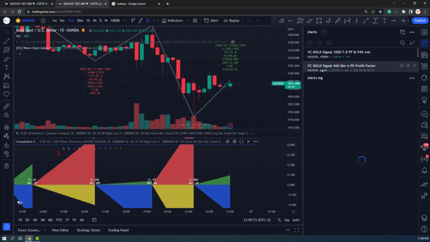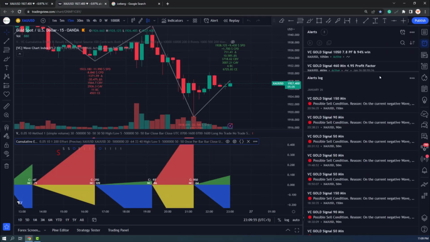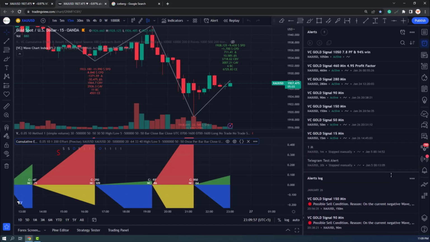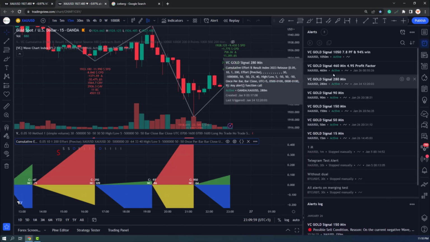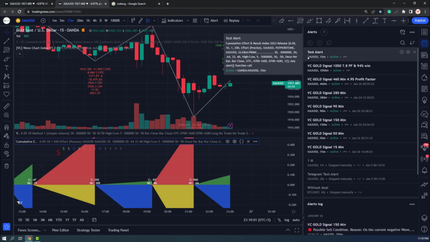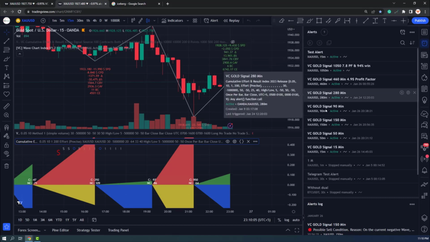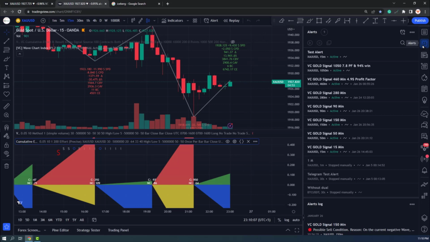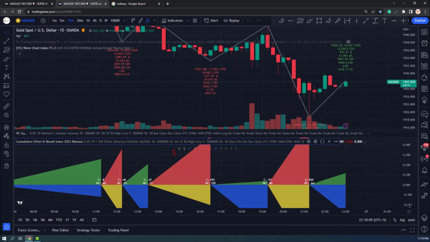You will see it creates another alert here. You can see this one, the test alert. This is active. So this is how you can set alerts.